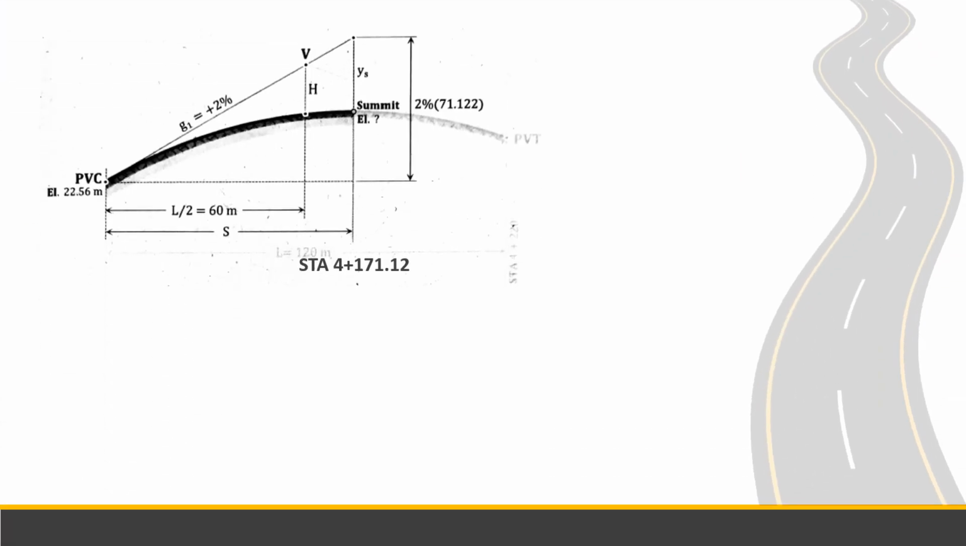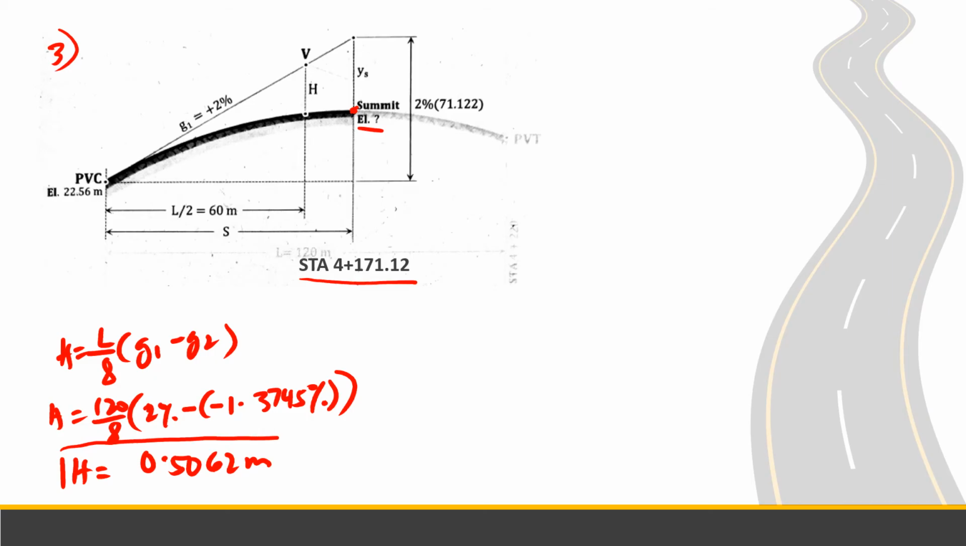Okay, so now we'll find, this is sub-problem number 3, the elevation of the summit. 71.12 is greater than L over 2. So it is located somewhere here, past the middle. So we'll find its elevation. The station here is 4 plus 171.12. First we will find our H. So H is equal to L over 8 multiplied by G1 minus G2.